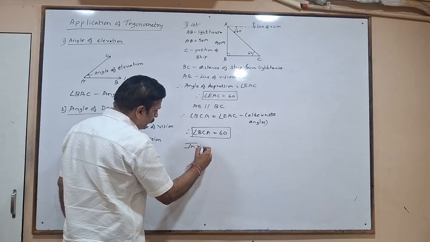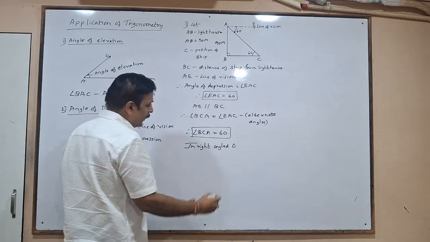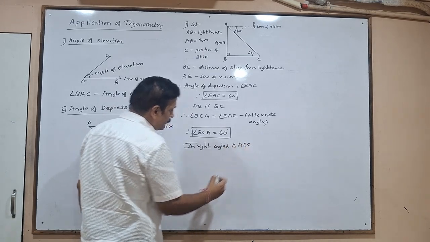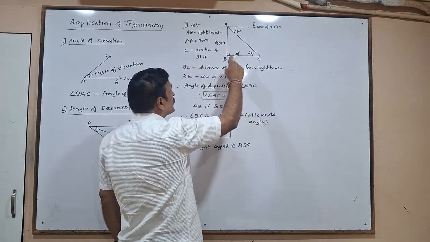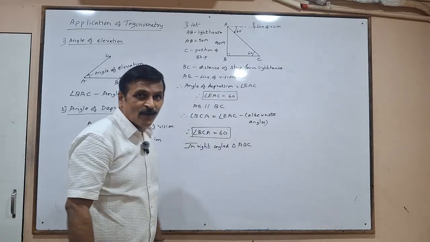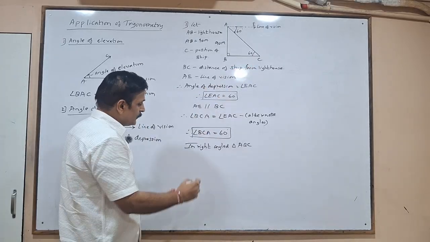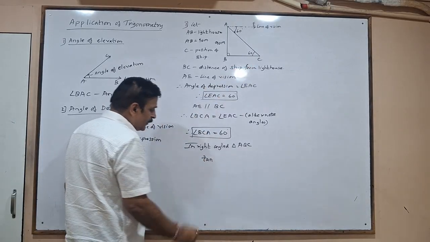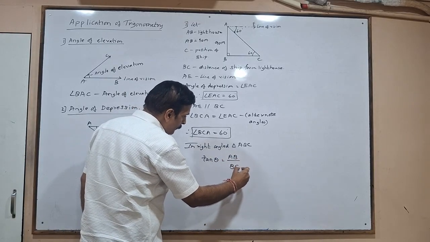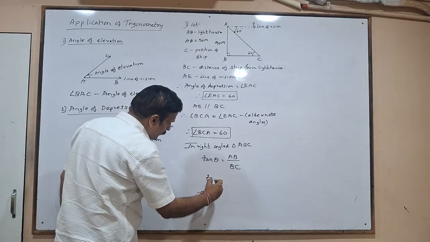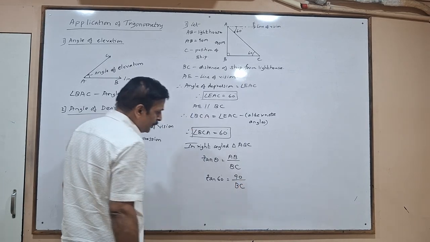So in right angle triangle ABC, 60 degrees, the opposite side I know, and I want the adjacent side. The perpendicular side I know, I want the base. So I'll apply the formula of tan. Tan theta will be AB upon BC. Tan 60 will be 90 upon BC.